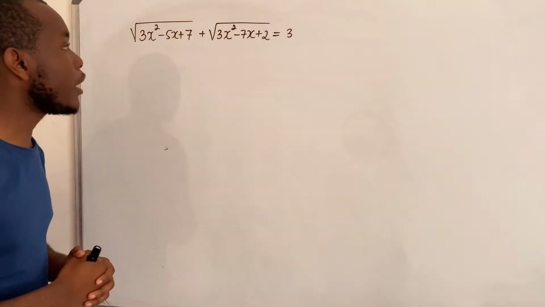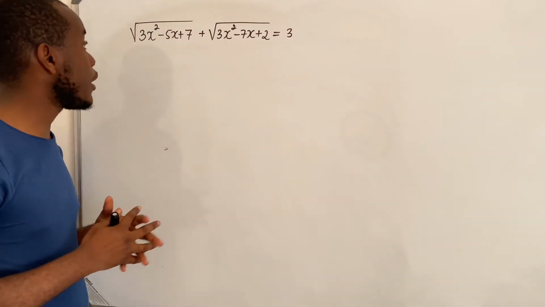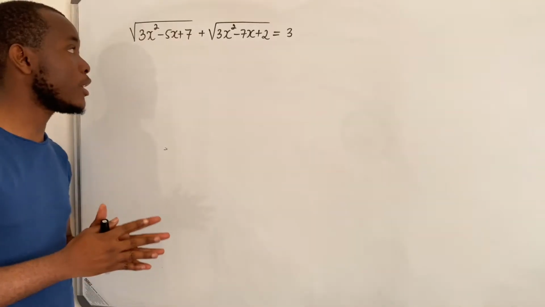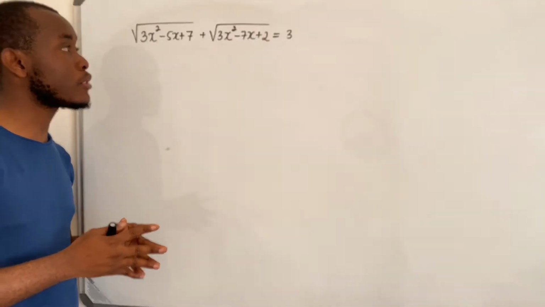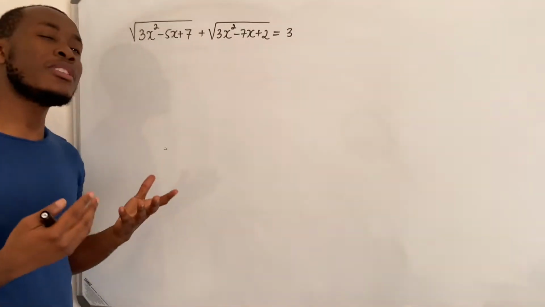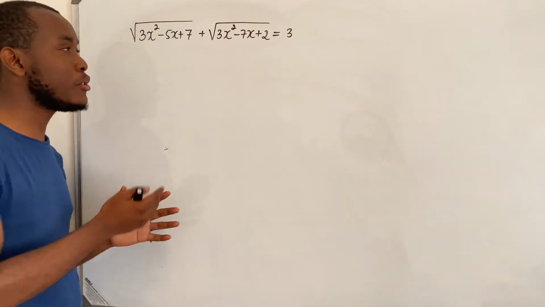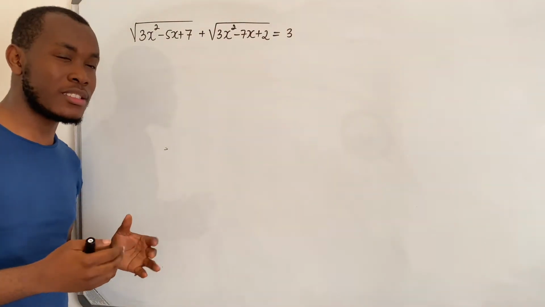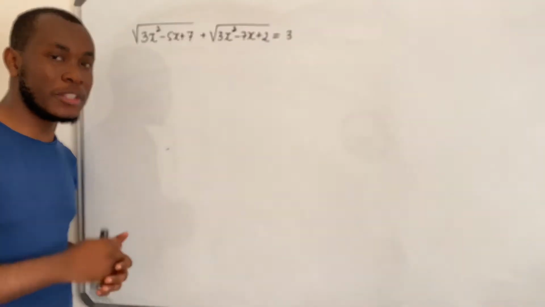Today we have this radical equation to solve. We have 3x squared minus 5x plus 7 plus square root of 3x squared minus 7x plus 2 equal to 3. Maybe the first approach that is running in your head is squaring both sides. Well, that wouldn't be advisable.